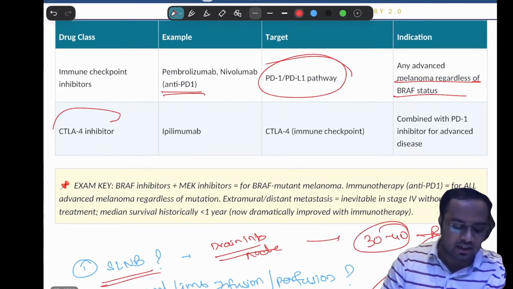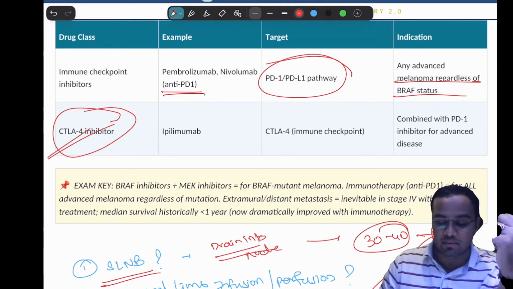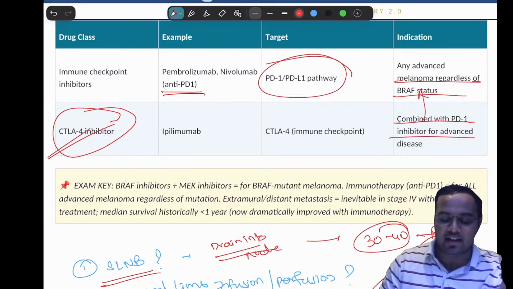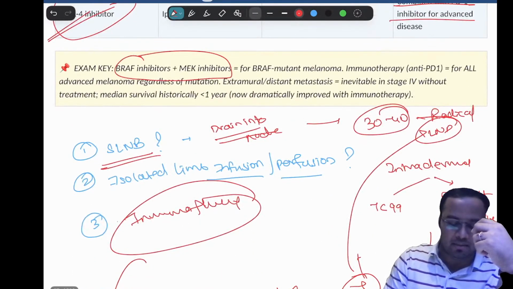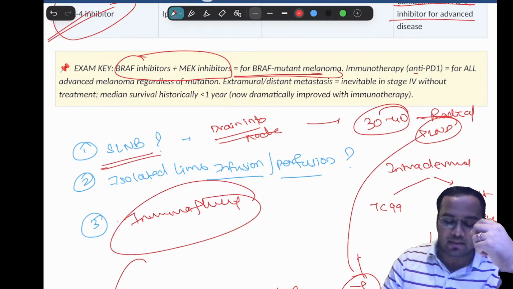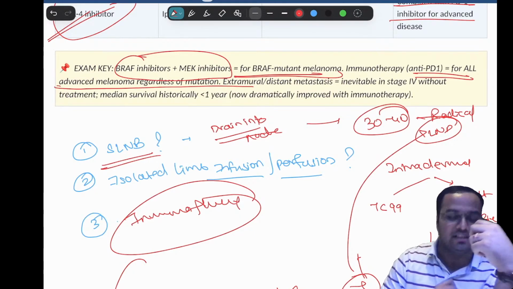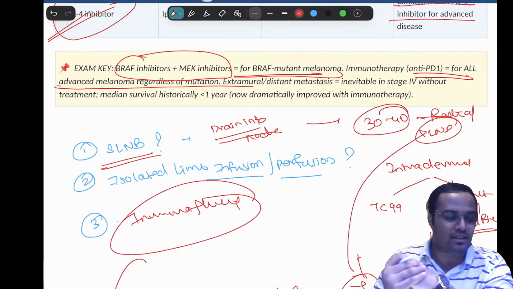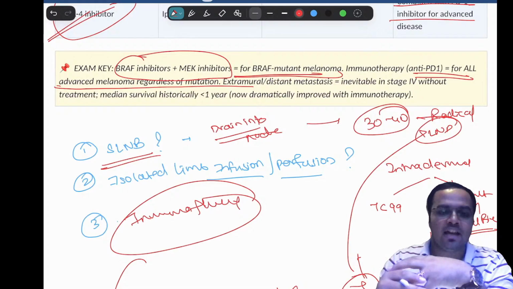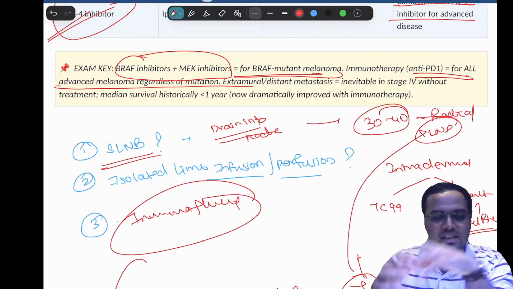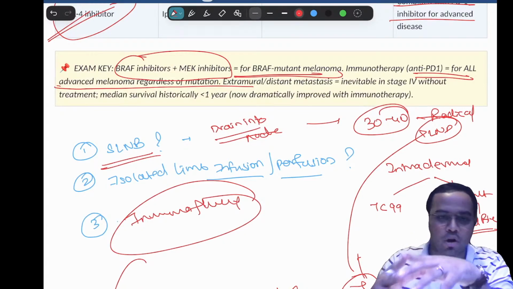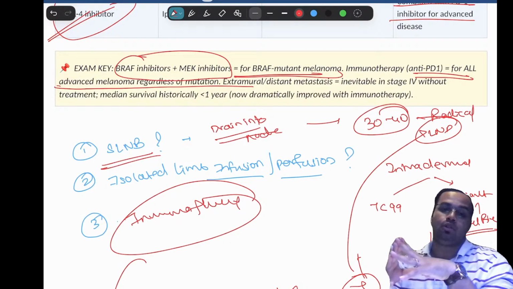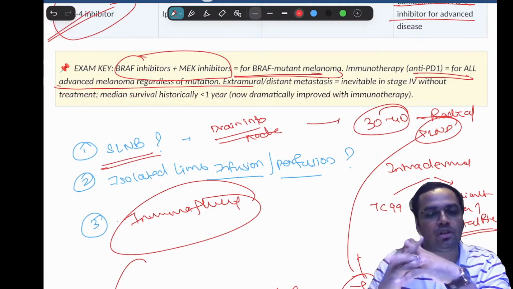And another ticket which is going to block is the CTLA4 inhibitor. It might be combined with this again to have the synergistic effect. So BRAF inhibitors plus MEK inhibitors for BRAF mutant melanoma. Immunotherapy can be given to all advanced malignancies. Because chemotherapy can have systemic side effects, you can give this type of immunotherapy, which is going to target those specific refugees only and not the normal cells of the body, and that is the reason for action of immunotherapy. So I hope the action of immunotherapy is also clear to you.